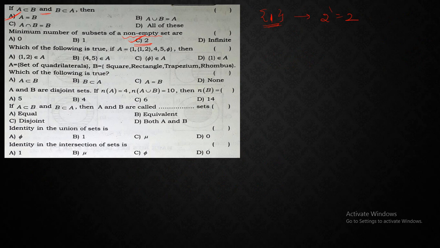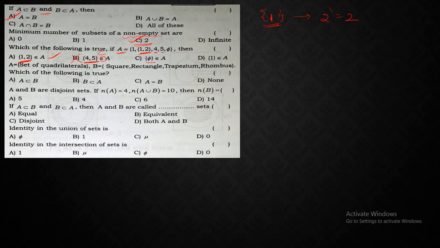Next, which of the following is true? If A = {1, {1, 2}, 4, 5}, so the set {1, 2} is also one of the elements present inside this set. So {1, 2} is nothing but one of the elements present inside this particular set A. Then this is true. Next, {4, 5}: this is one element, this is one element. When you take two elements, then this becomes a set, and when you take a set, it should be a subset. So hence it is wrong.